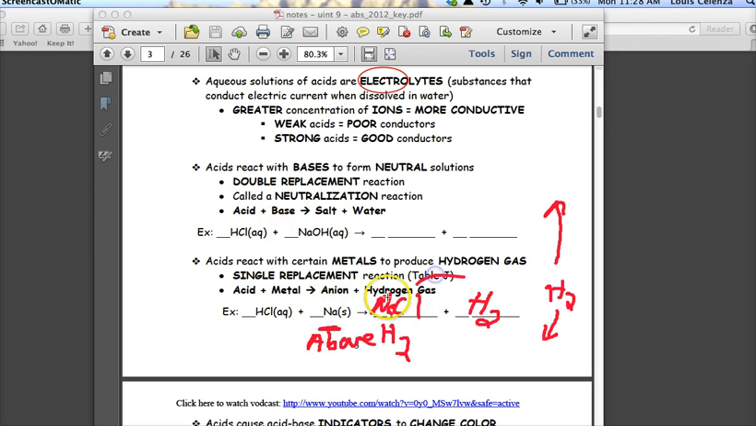So again, if the metal is above H, if the metal is here, the reaction will occur and it will be a single replacement reaction. If it's down here, meaning if it's copper, silver, or gold, these will not react with a metal. So those are the single replacement reactions. And that'll be it for lesson number 1.